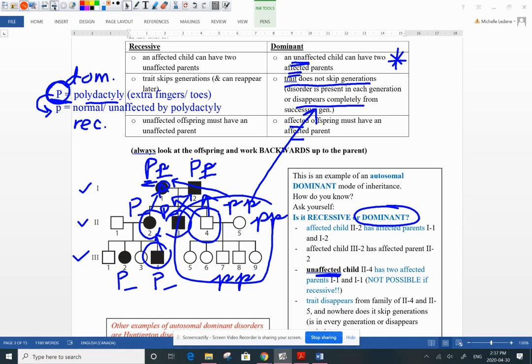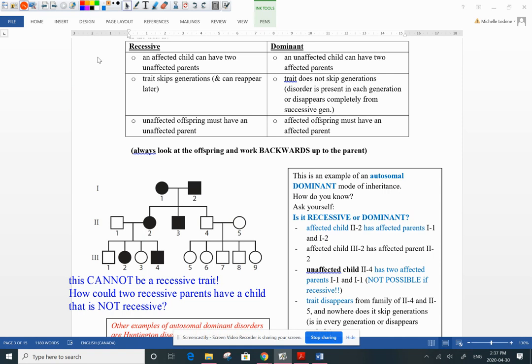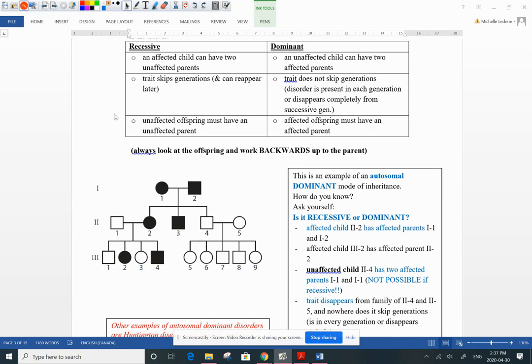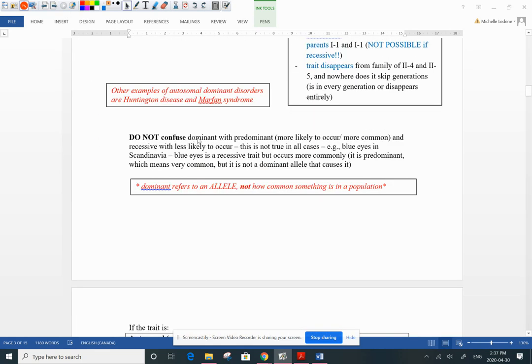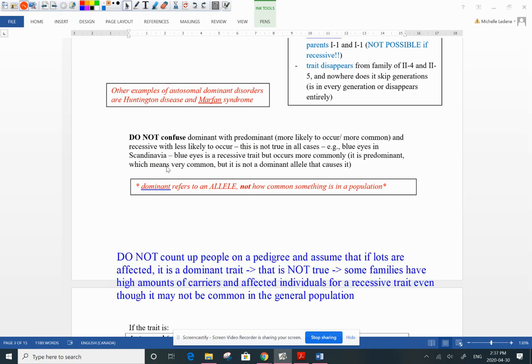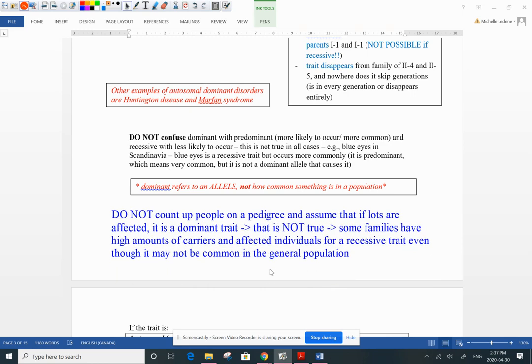Were there more people that had it than didn't? No. So again, this is not a recessive trait. You can't have two recessive parents have a child that's not recessive. This has to be dominant. And again, don't confuse dominant with how likely it is that you get a trait. Right? When we're talking about how often people get a trait, don't just go and count them up and think, oh, if there's lots of people that have it, it must be a dominant trait. That's not true.